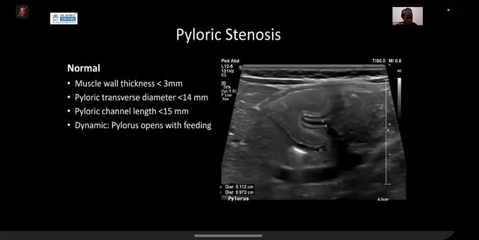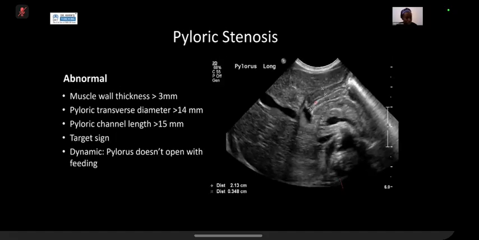So this just shows you the measurements. This is the transverse diameter, which is 11 millimeters, within normal. The single muscle wall thickness is 1 millimeter. I've not got a channel length measurement, but that was also normal. So this is our case that we saw. We can see that the muscle wall is too thick, more than 3 millimeters. The channel is too long, 21 millimeters rather than less than 15. And the transverse diameter is not measured here, but this would most likely be more than 14 millimeters.